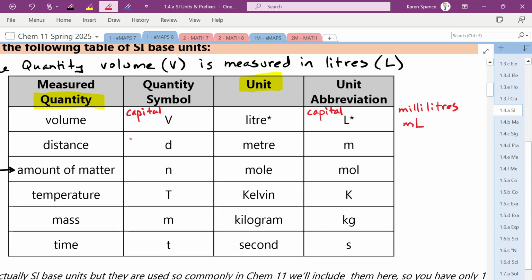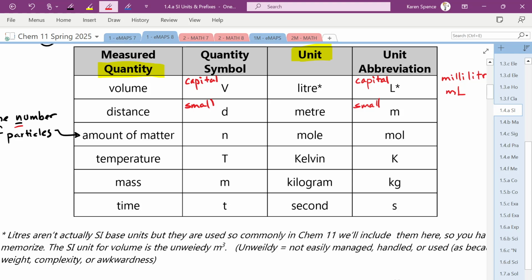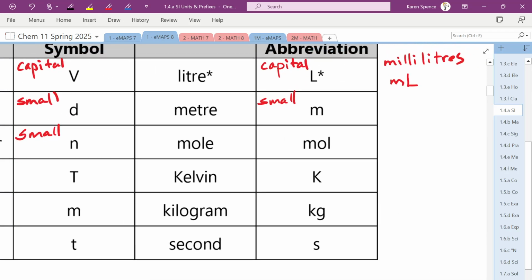Distance is a small d. I'm going to write small instead of lowercase because it's less letters. Small d. Meters is a small m. Remember, amount of matter, we are counting the number of particles. That's a small n. And they abbreviated mole by taking off one letter and making it mol, right? We just got rid of that little e there. I don't know. It's a little silly, but there we are.